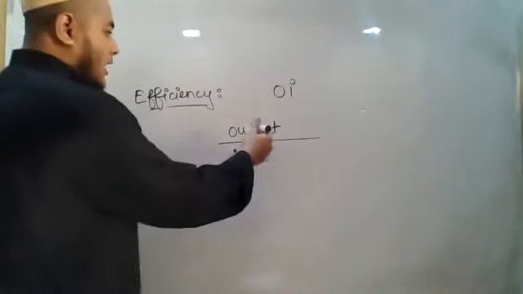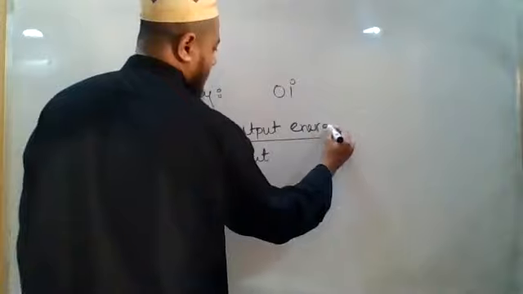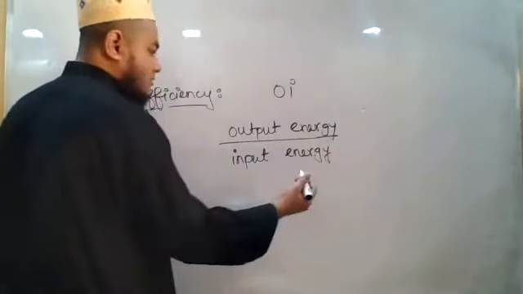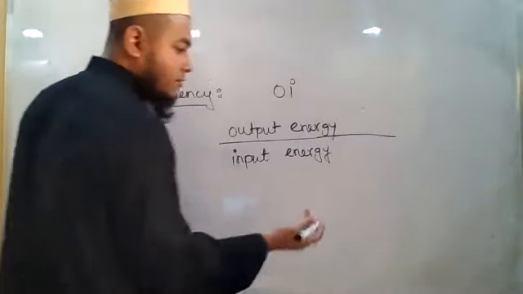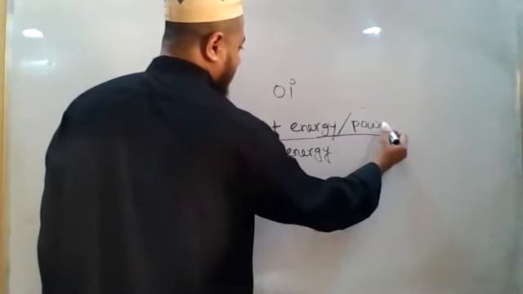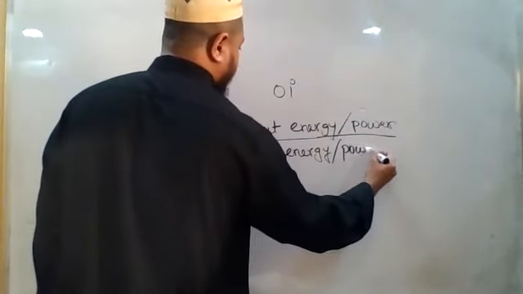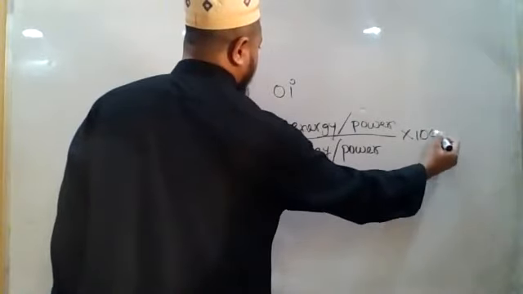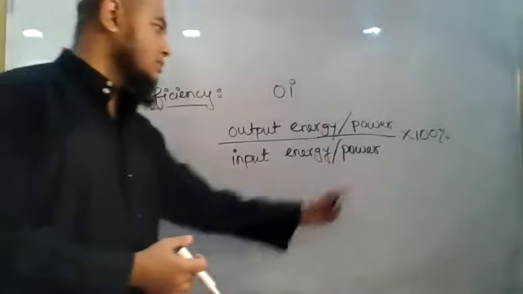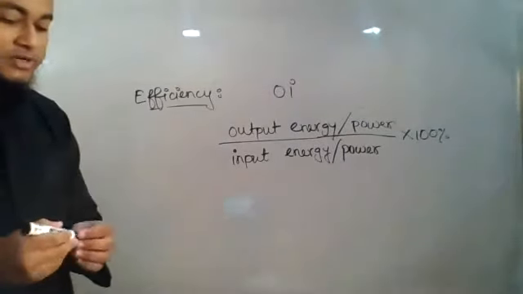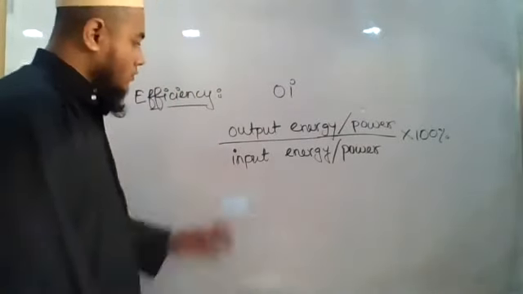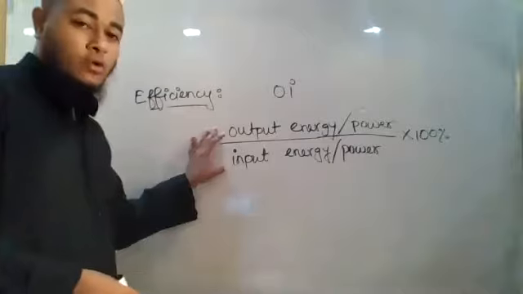Be careful. Now, output might be energy. If it is output energy, then you have to divide it by input energy. But sometimes in the question, not the energy, but the power will be given. So at that time you can write output power divided by input power, into 100%. Mostly we express the efficiency in percentage, so if I express it in percentage, then I have to multiply by 100.